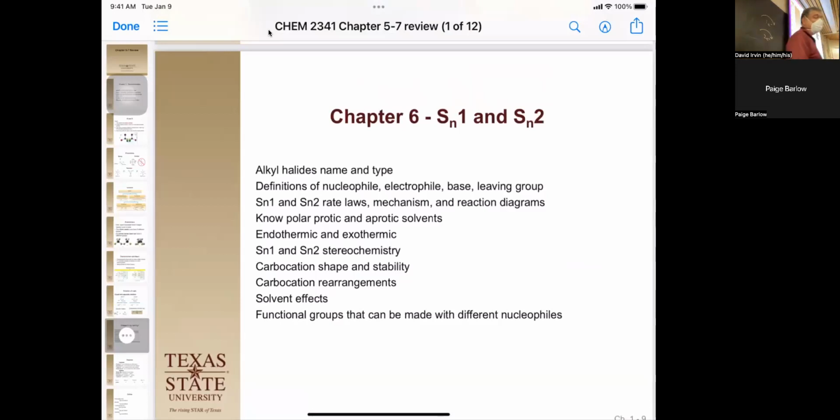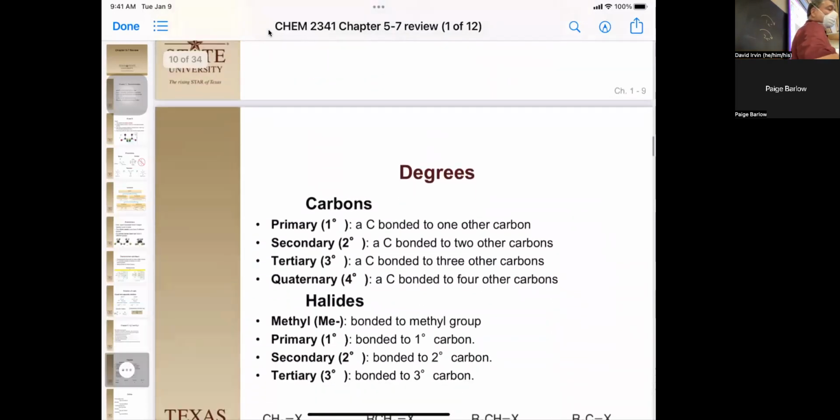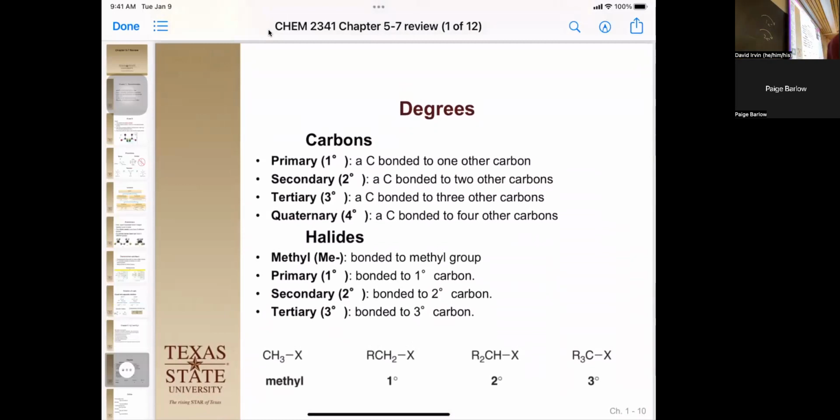The first thing we've got to make sure we understand with chapter 6 is the degrees. We have to go back to chapter 2 and ask, what are degrees? Degrees of carbon are based on how many carbons are attached to it. But the degrees on halides are what kind of carbon that halide is attached to. And so we add methyl halide. Technically, you can have methyl if it's only a methane. So we have the methyl group here. It's different because it's not technically a primary, because it only has hydrogens bonded to it. So make sure we know whether it's bonded to a methyl group, primary, secondary, or tertiary, and what the general structures look like, because it tells us something about reactivity.